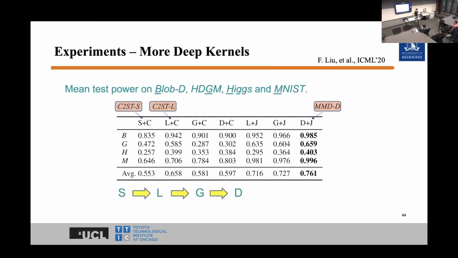From this result, we can see that the performance is generally better if we move from the sine kernel to the linear kernel to the Gaussian kernel to our deep kernel. And if we maximize the test power instead of minimizing the cross entropy, we get higher performance as well, as shown in this table.